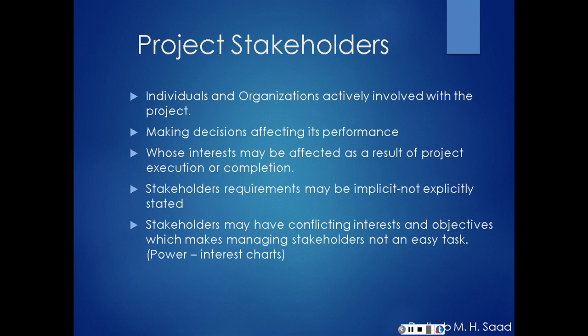They have to have some stake in the project or interest in the project. They make decisions affecting its performance. So they're going to be either affecting or they might be affected by the project. Their interests may be affected as a result of project execution or completion. So some stakeholders might be interested in the project, they want the project to be achieved, and some are going to be opposed to the project, they want to stop the project as much as they can.